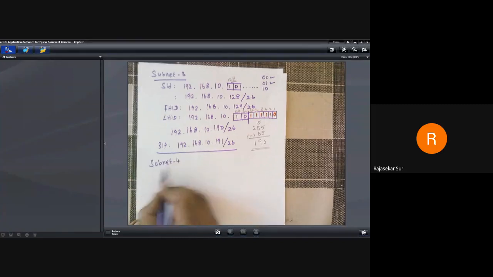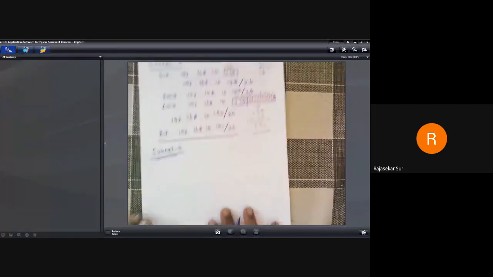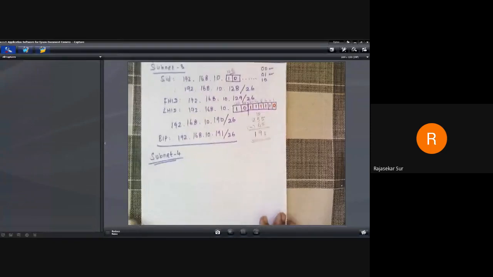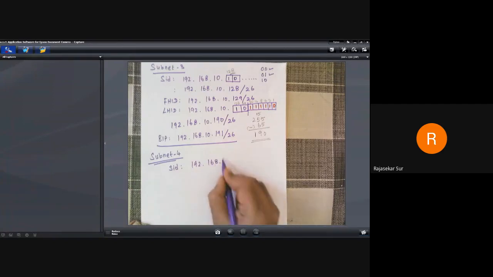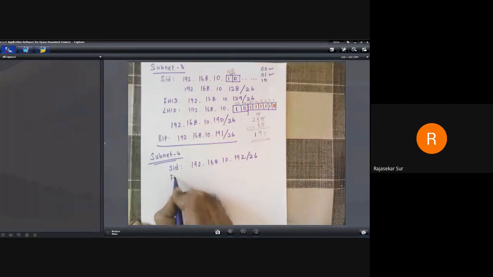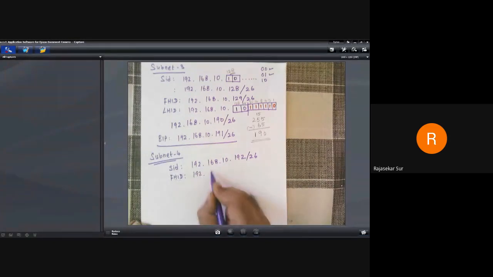Look at me how I'm going to write. Just apply your knowledge. What is the subnet ID? 192.168.10.192, the next one, /26. What is the first host ID? The first host ID is going to be 192.168.10.193, because this plus 1.